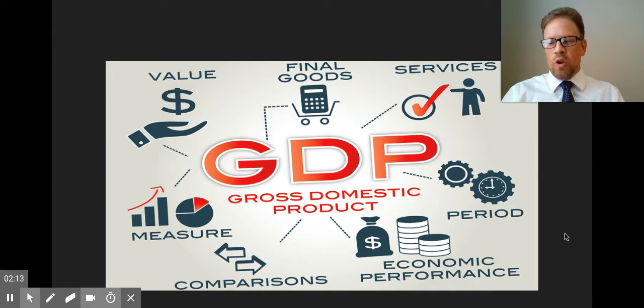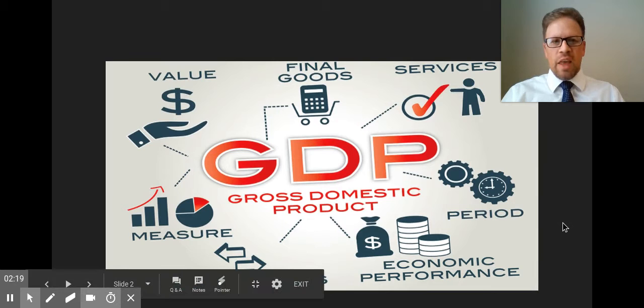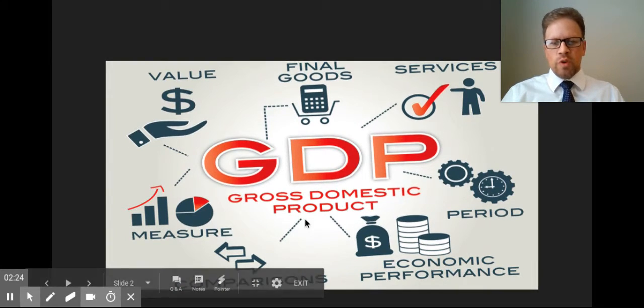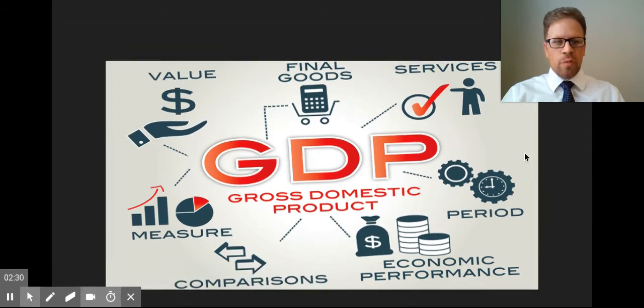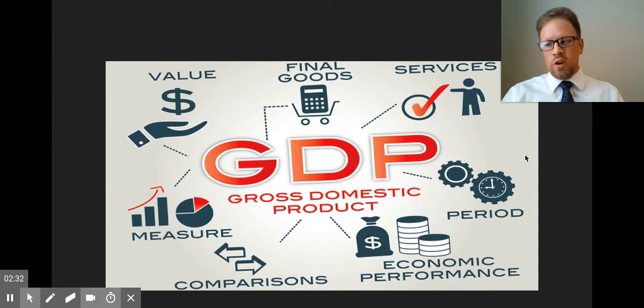GDP also counts only new, not used, final products, not intermediate products. So not every single thing produced in the country is actually counted, because some of those things are going to be a part of a larger product. Like a tire factory, you wouldn't count everything at the tire factory because some of those tires will be put on brand new cars. Also, anything that's used doesn't count. It's just considered a transfer of ownership. They don't count that in GDP.